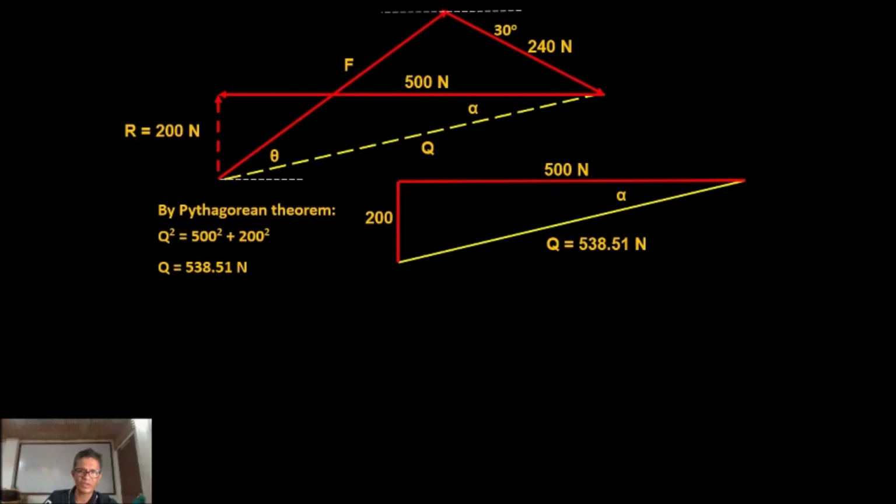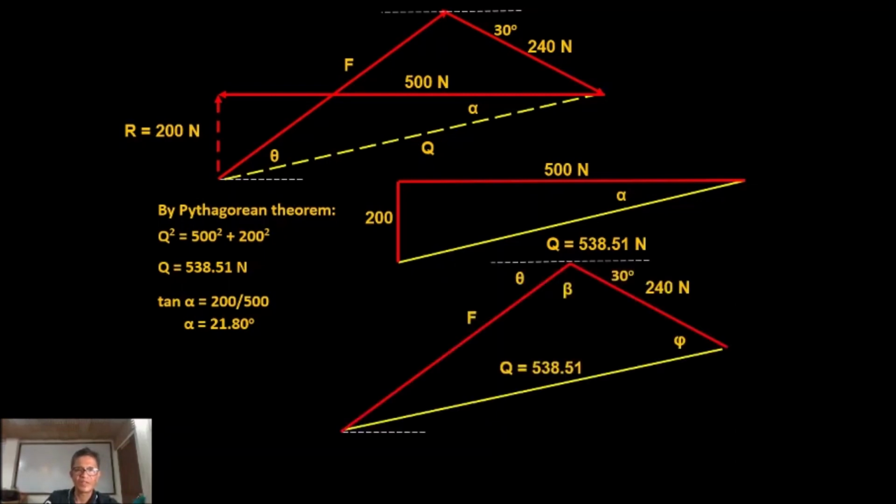Then, take note, this is alpha. We can use the tangent function. Tangent alpha is equal to 200 over 500, and alpha will be equal to 21.80 degrees. I hope you can see that there, so you should still study that. Next is this. We have an oblique triangle. You can see the F and the theta, as well as the 30 degrees at the top and the 240. Now the Q we solved is given, equal to 538.51.